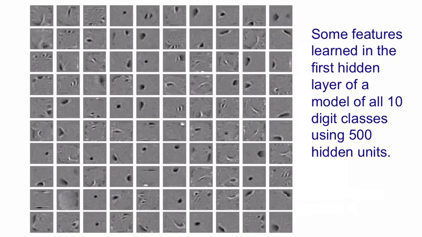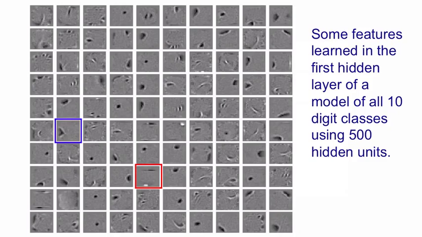So here's some feature detectors that were learned in the first hidden layer of a model that uses 500 hidden units to model all 10 digit classes, and this model has been trained for a long time with contrastive divergence. It has a big variety of feature detectors. If you look at the one in the blue box, that's obviously going to be useful for detecting things like 8s. If you look at the one in the red box, it's a curious kind of feature.